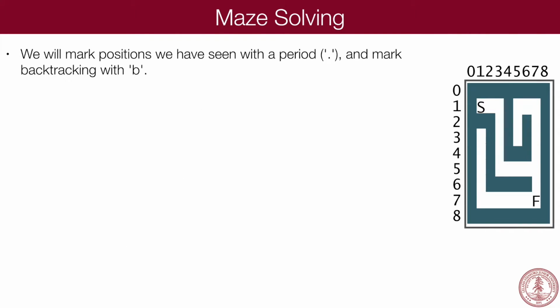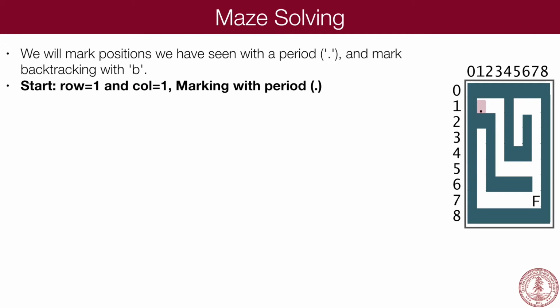We start at the top. We're going to be marking positions with a period and marking backtracking with a B. We start at position 1, 1, and we mark it with a period, because if we see a period, we're not going to go back to that, not check that position, if we get to a place in the maze where there is a period. So you'll see how that works when we get to the actual code.